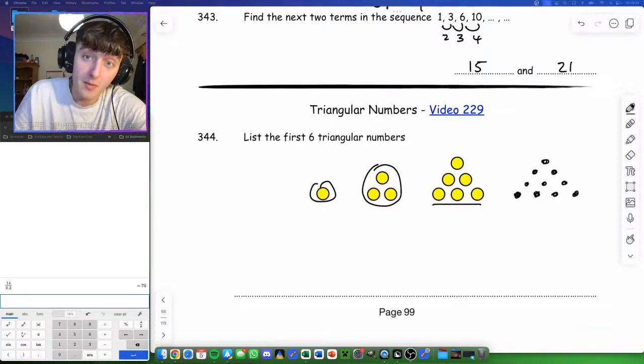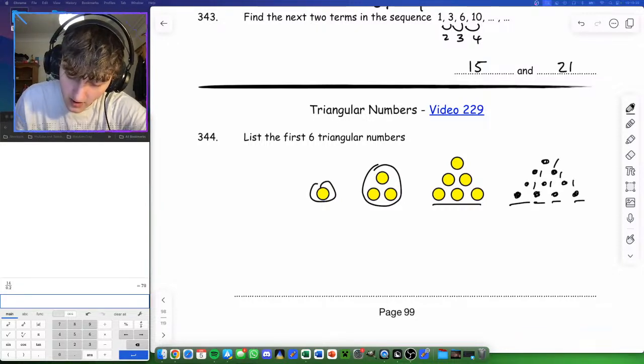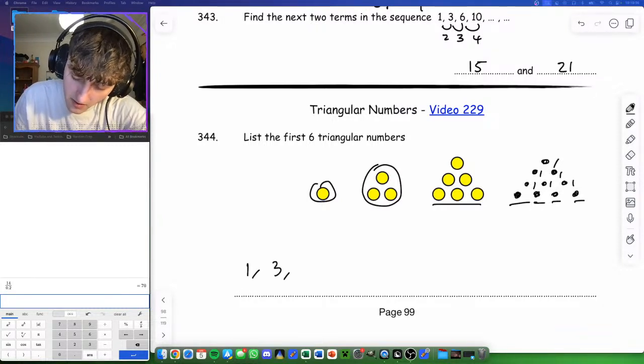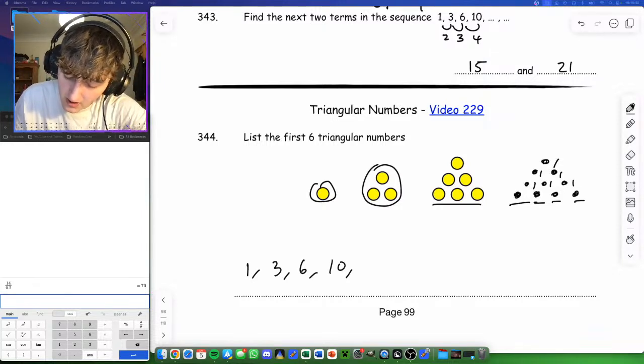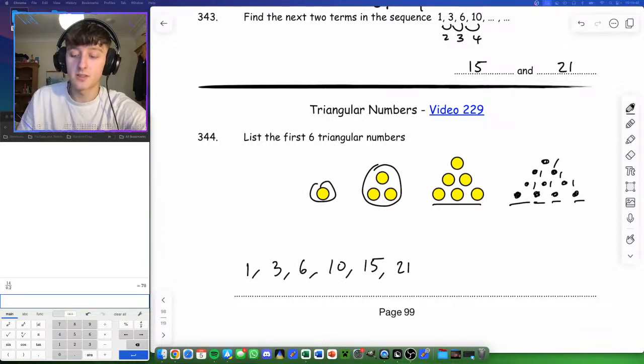So let's count. Let's see if that method works. So 1, 2, 3, 4, 5, 6, 7, 8, 9, 10. It works. So there's going to be 10. Well, we need 1, then we need 3, then we need 6, then we need 10, then 10 is 4, so we'll add 5 on, it's going to be 15. 15 is the 5th, so add 6 on, and that's going to be 21. There's your first 6.